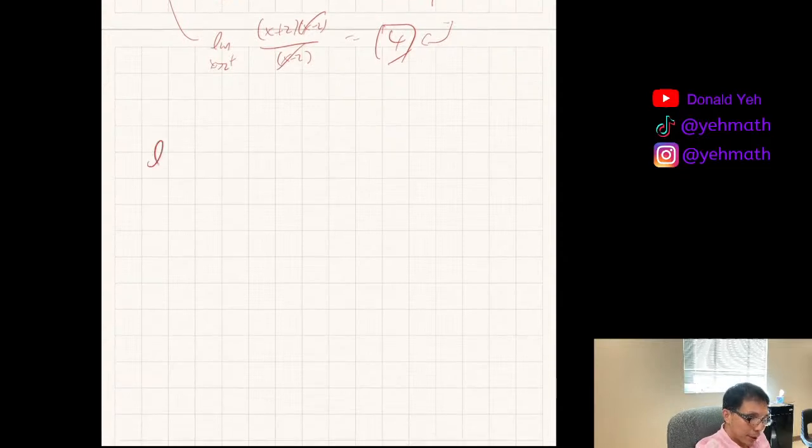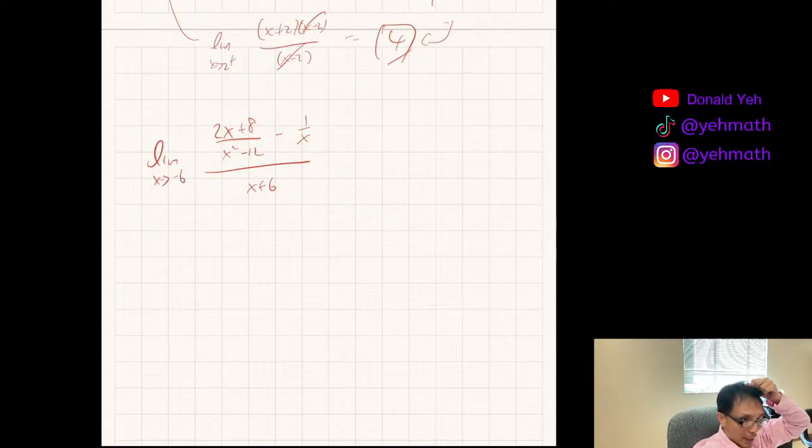Okay, can you tell me what the question is? Limit 2x plus 8 over x squared minus 12. What? 2x plus 8 over x squared minus 12, minus 1 over x? Minus 1 over x, and then all over x plus 6. X plus 6. And x is approaching what? Oh, I guess, at the end, it's going to be 0 on the bottom. Negative 6, that's going to be what?